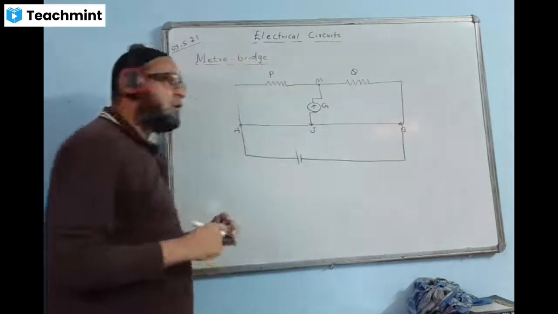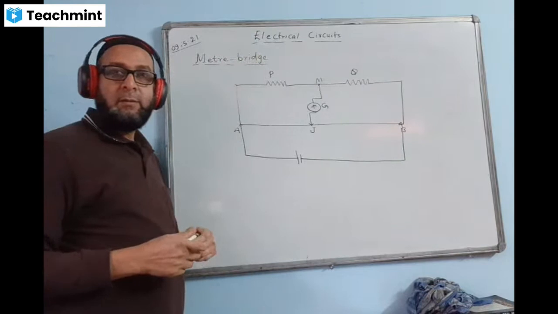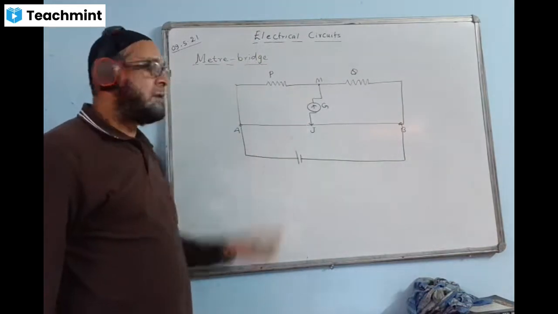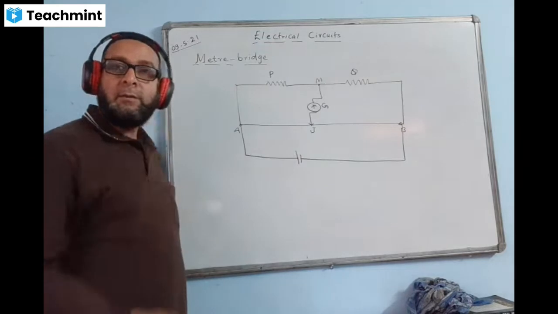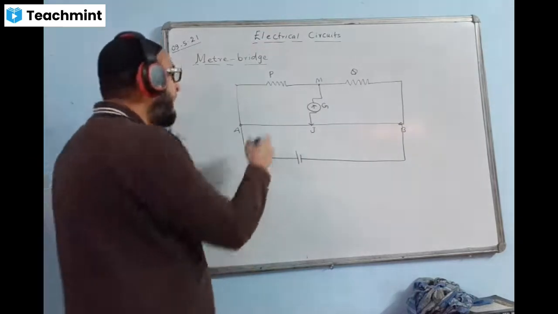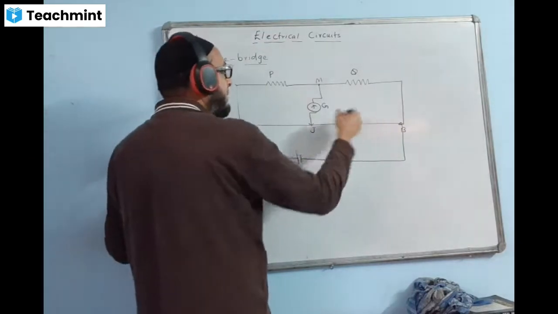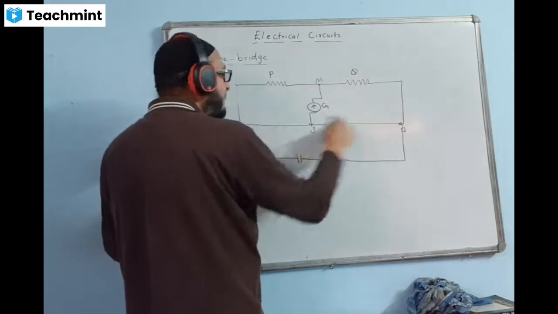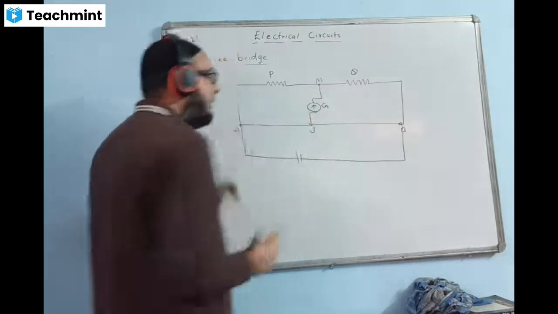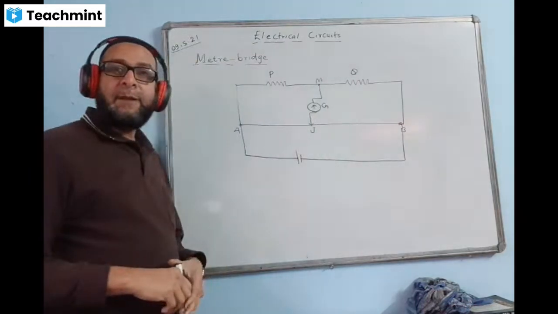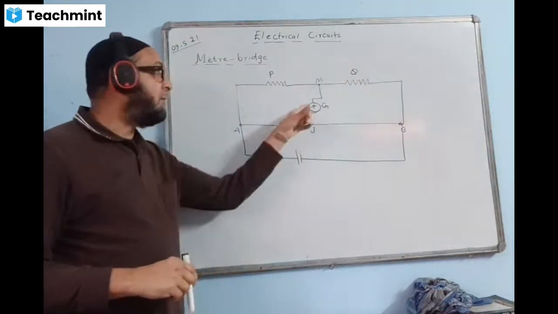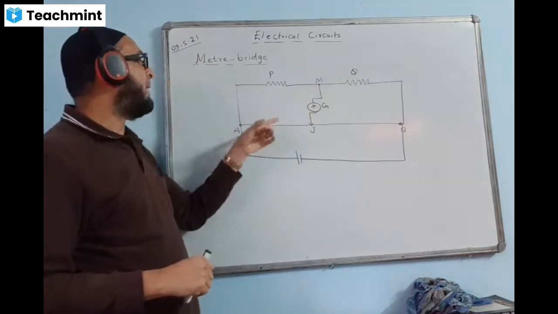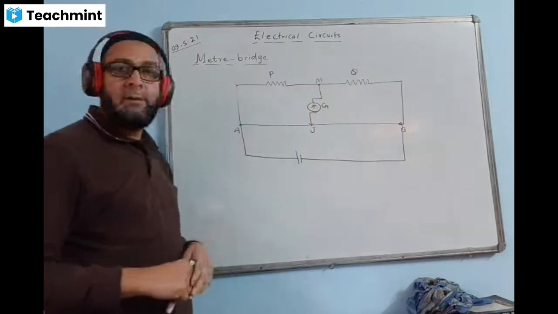This J is the jockey. The jockey is a sliding conductor, which we slide over the wire like this. We'll be moving it over this wire. And at a particular point, the galvanometer gives null deflection. Then we say the bridge is balanced, and this is called the meter bridge.